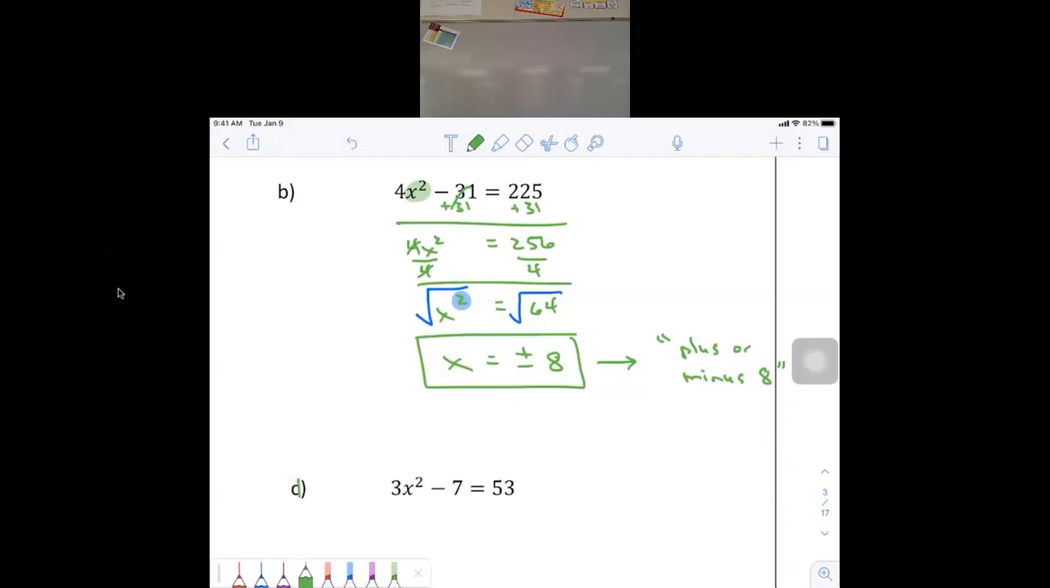Try example second C. This should be D, sorry. Hello, Maddie. Try that second example right underneath. 3x squared minus 7 equals 53. Go fast.